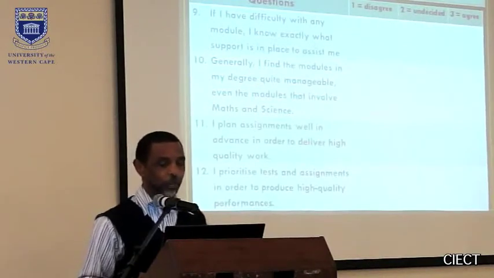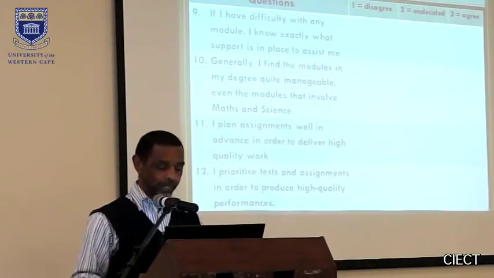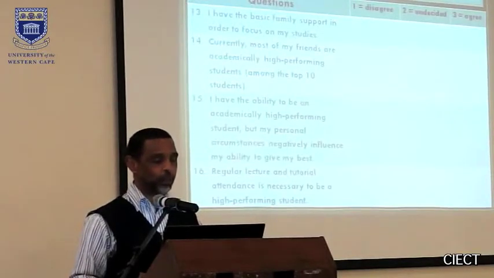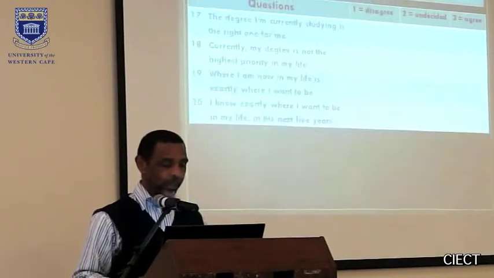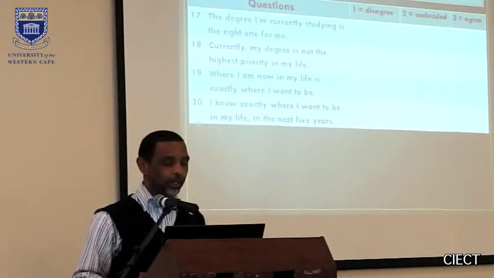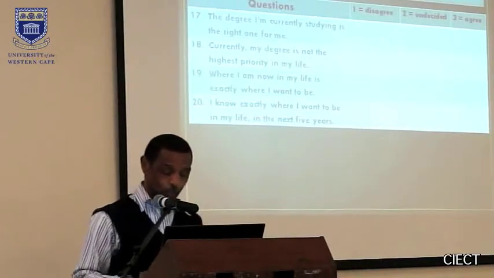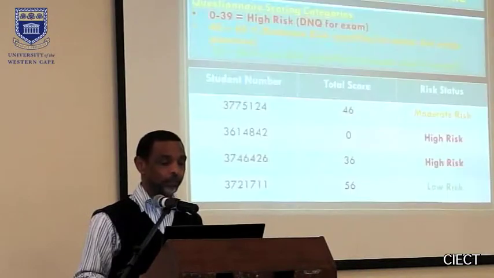And then the third category was academic support. If I have difficulty with any module, I know exactly what support is in place to assist me. The fourth category was on social and academic network. I have the basic family support in order to focus on my studies. And then the last category was my career path. The degree I'm currently studying is the right one for me, and there's a list of questions as well. So those are the 20 questions that the students answered at the beginning of the semester.